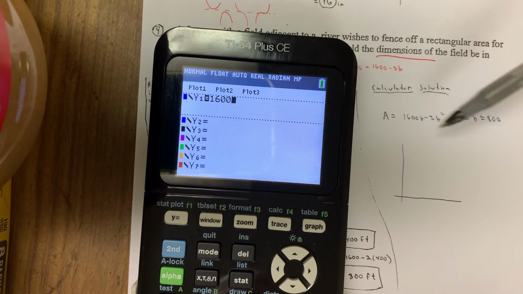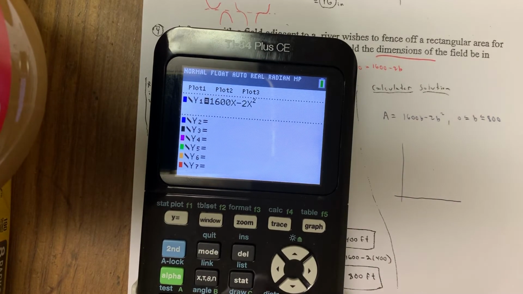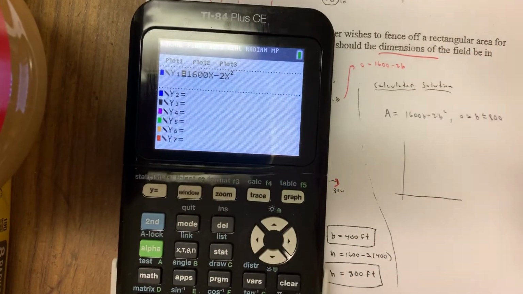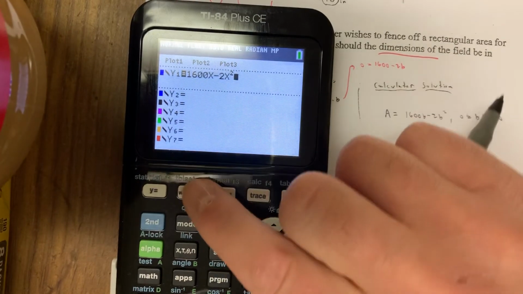And I can't use b in the calculator. I'm going to use x. You always use x for the independent variable. So that means that x really represents b. So when the calculator kicks an x back to me, he really means this distance, this b right here. So you got to be careful with that when you're using the calculator.